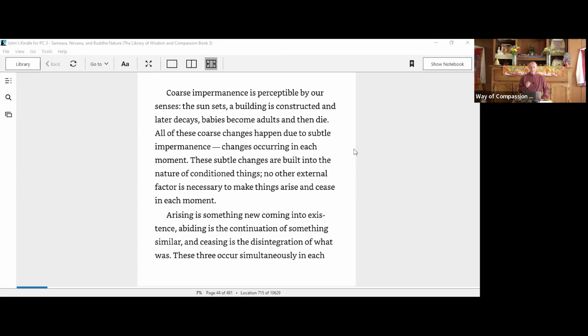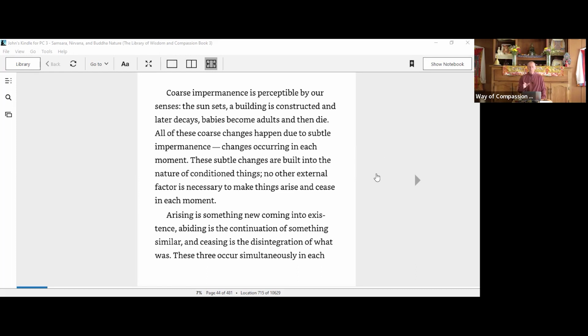Arising is something new coming into existence. Abiding is the continuation of something similar. And ceasing is the disintegration of what was. You notice that abiding is the continuation of something similar. So I'm similar to who I was yesterday, but I'm not the same. I'm very similar. I could use a haircut, but yeah. Getting kind of hippie-ish here. Scraggly. I need a comb.